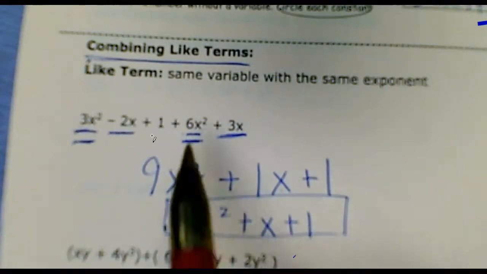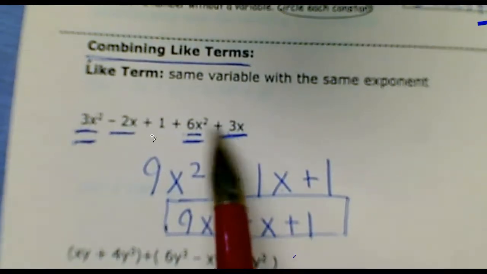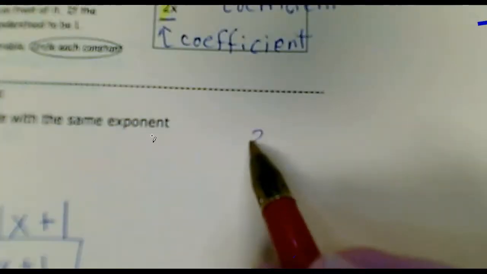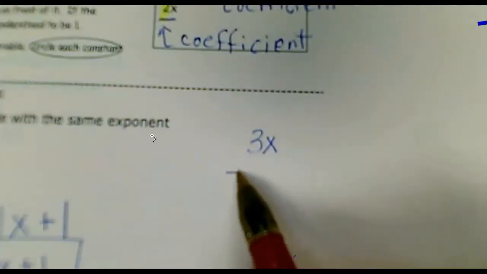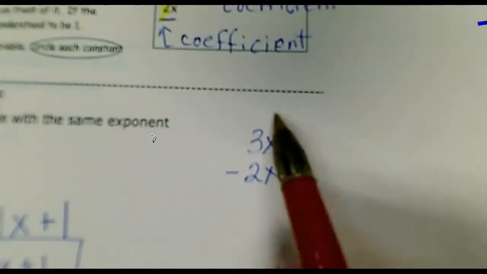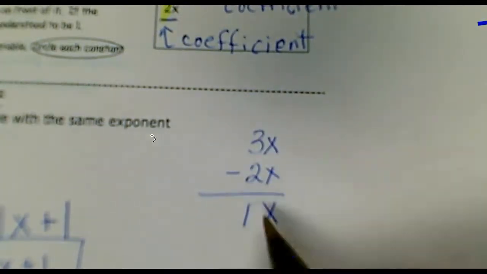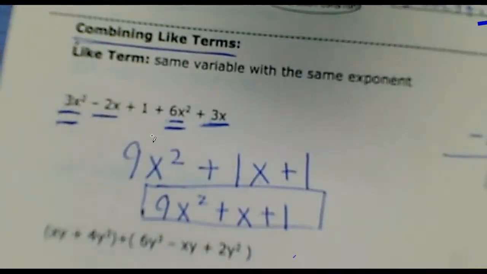When you have 3 positives and 2 negatives. Over here, 3x plus a negative 2x. When I combine those, what do I get? 1x. That's how I got this 1x right here.